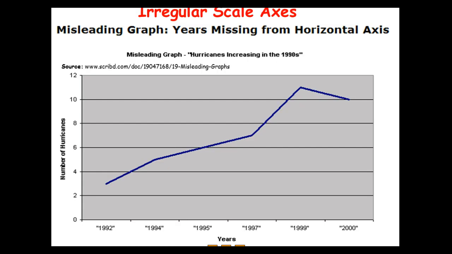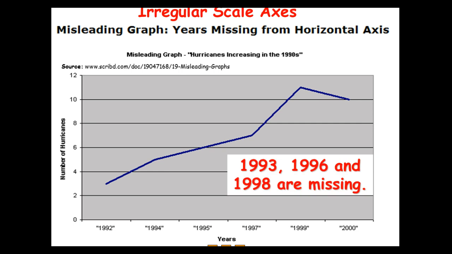Another example is irregular scale axes. So this is a misleading graph, as you can see that there are years missing from the horizontal axis. So you look down the bottom and you can see, okay, number of hurricanes on the side and the years. It looks like the number of hurricanes are increasing over the years. We look down the bottom, we've got 92, 94, 95, 97, 99 and 2000. Hang on, that's not a regular scale. That's not showing the true story. 93, 96 and 98 are missing from the axes.